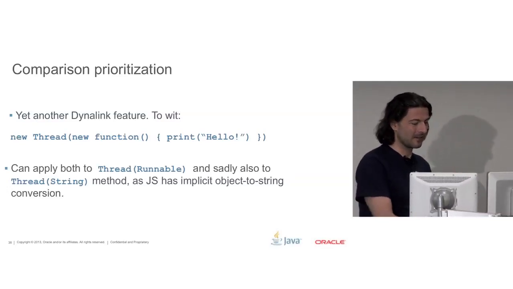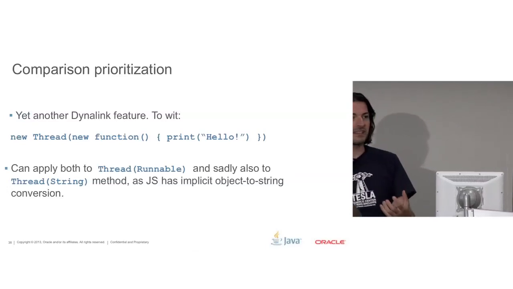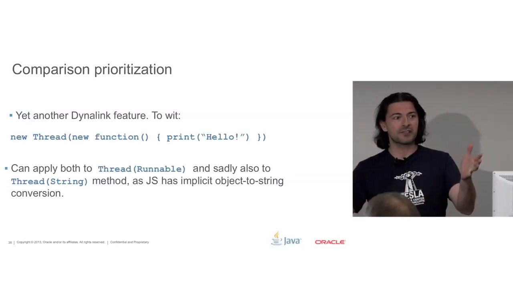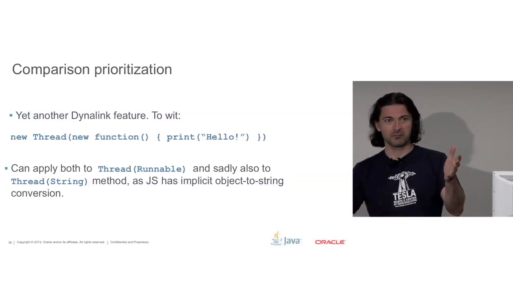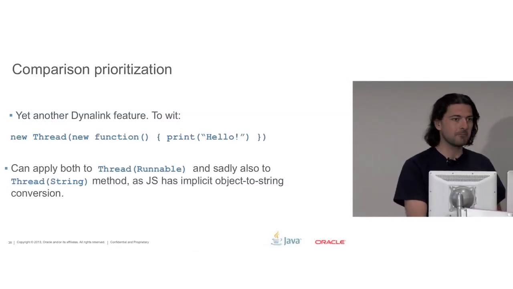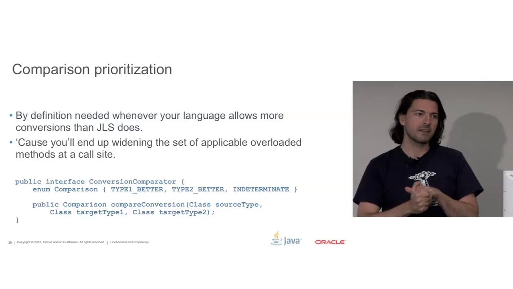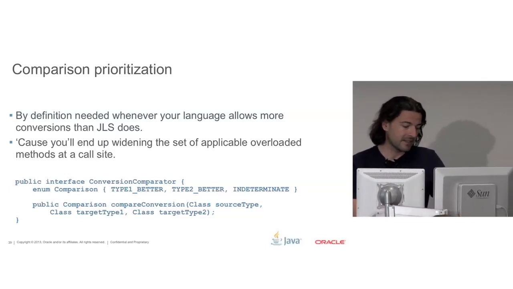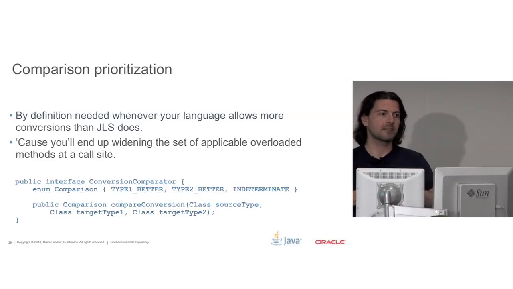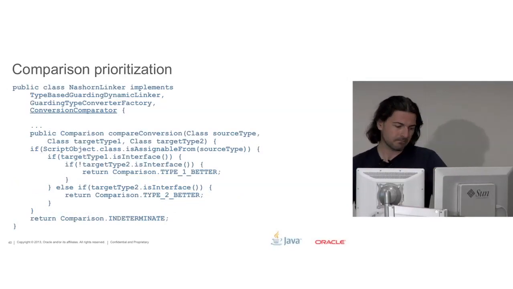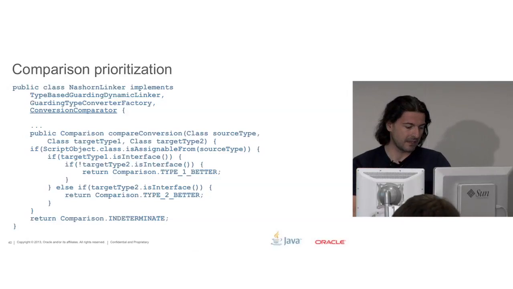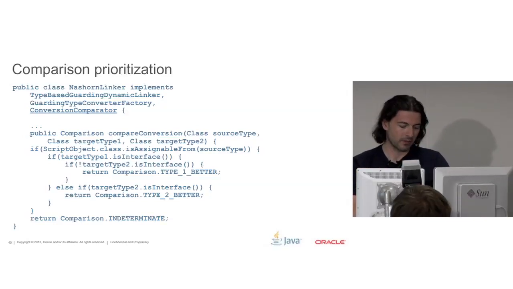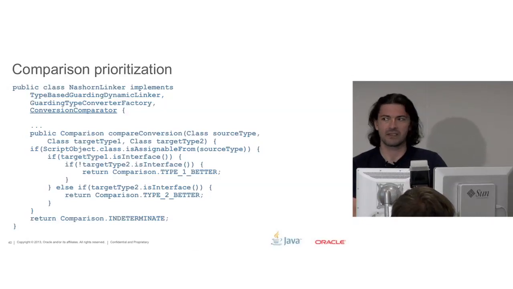So the problem is, by definition, whenever your language allows more conversions than the Java language specification allows, you will be widening your set of applicable methods at every overload resolution opportunity. And so you will get ambiguities. That's why you need a mechanism where you can yourself specify what conversions are allowed. And we actually have this. You can implement a comparator interface that is given a source type and two possible target types and says which one of those is more appropriate. So at least for the Nashorn linker, we figured out that whenever one of the types is an interface, we will pick that one, because you are probably going for the implementation of an interface and not the string representation of the object.